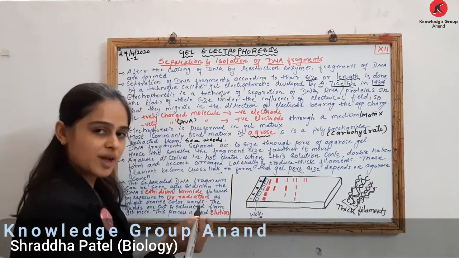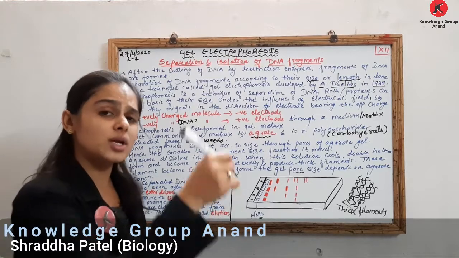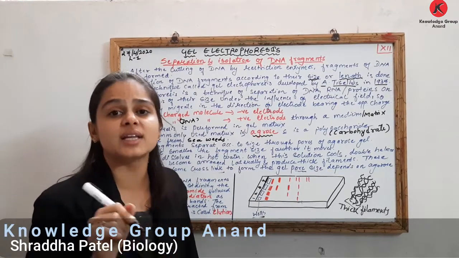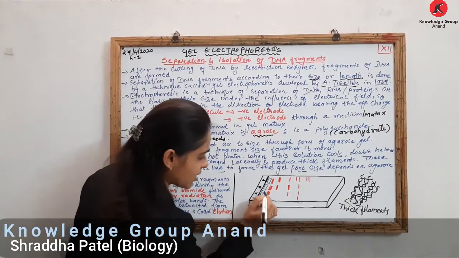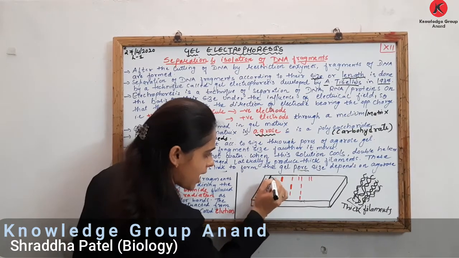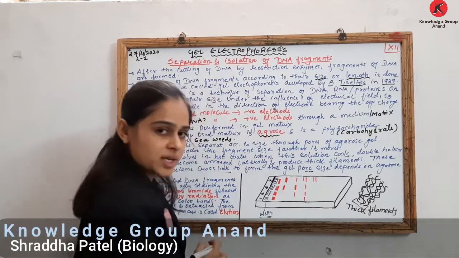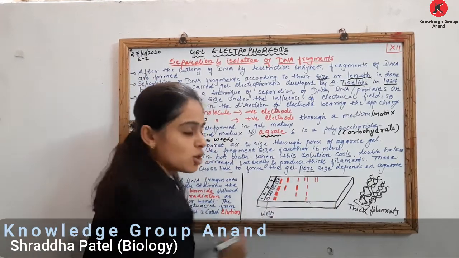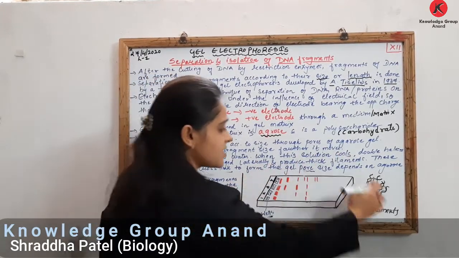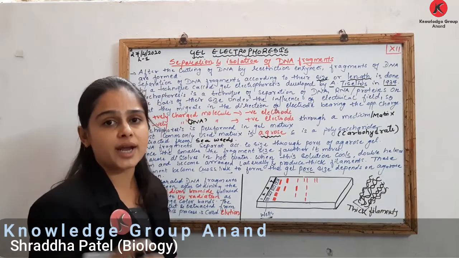These are called wells. Wells are nothing but where you are going to add your DNA solution. What are you going to do here? You are going to add your DNA solution over here. That is your matrix, that is your agarose gel, and this is under the influence of electric field.